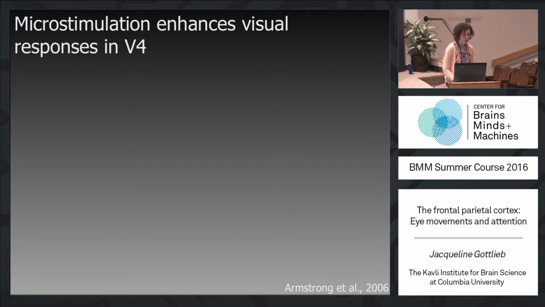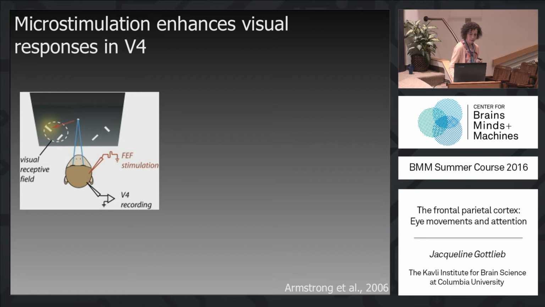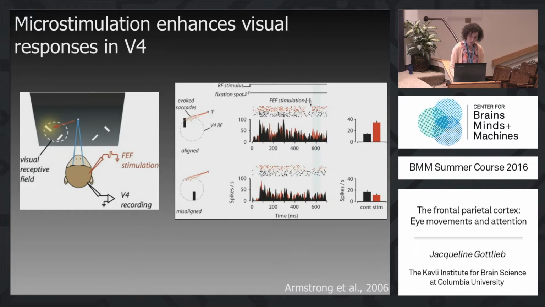Okay, and we know, from the laboratory of Tirin Moore, there is some direct evidence that if you stimulate FEF, you can produce enhancement of visual responses in area V4. So here's how the experiment went. The monkey saw a bunch of oriented bars, and they had to pay attention to one of these bars. They were cued, for example, to this bar.